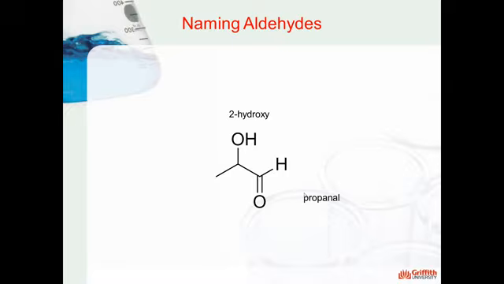The next example then is for an aldehyde. So this contains both an aldehyde functional group and an alcohol functional group. So according to our table, aldehydes are a higher priority than alcohols. So this molecule is going to get named as an aldehyde. So there are 3 carbons in this molecule. So carbon 1, 2, 3.